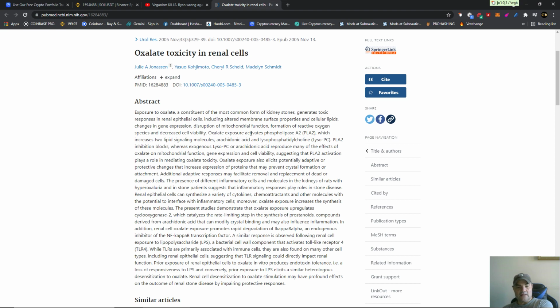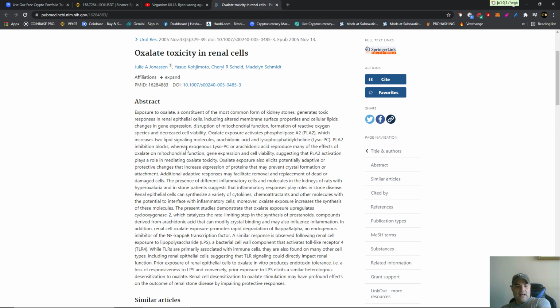Oxalate exposure activates PLA2, which increases two lipid signaling molecules, lysoPC and arachidonic acid. This one has such a long name, I'm not even going to bother trying to pronounce it. Those two lipid signaling molecules are telling your body to turn off its immune system to stop the inflammation from the high oxalate content you're eating. You'll see that later.